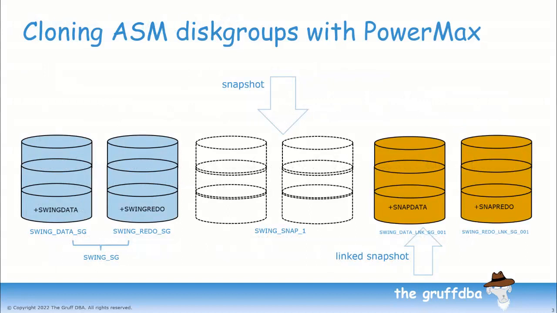So in part 1 of this video, I showed how to make copies of 2 ASM disk groups for a SwingBench database. The disk groups were Swing Data with the data files and Swing Redo for the redo logs. I made a snapshot using SnapVX, and then I used Unisphere to create linked devices and a target storage group. I then linked those devices in the target storage group to the snapshot that I had created, and I provisioned the result to a pair of database hosts running Oracle 19c RAC. I then relabeled the disks using the ASM filter driver. I renamed the ASM disk groups to Snap Data and Snap Redo respectively, and I mounted the disk groups.